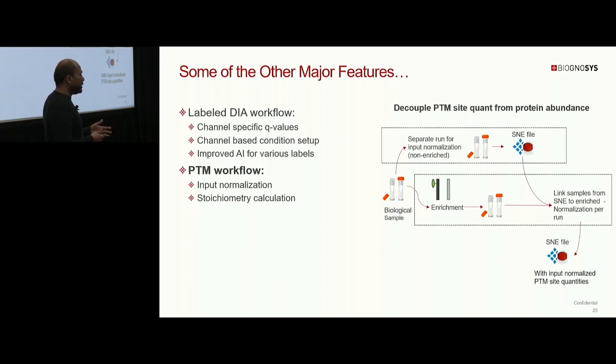We really want to build on this further. So with Spectronaut 19, you can now, for example, decouple your PTM site quantity from protein abundance with input normalization. And you can also get occupancy rate calculations. There's a lot more about this, so feel free to reach out to us.